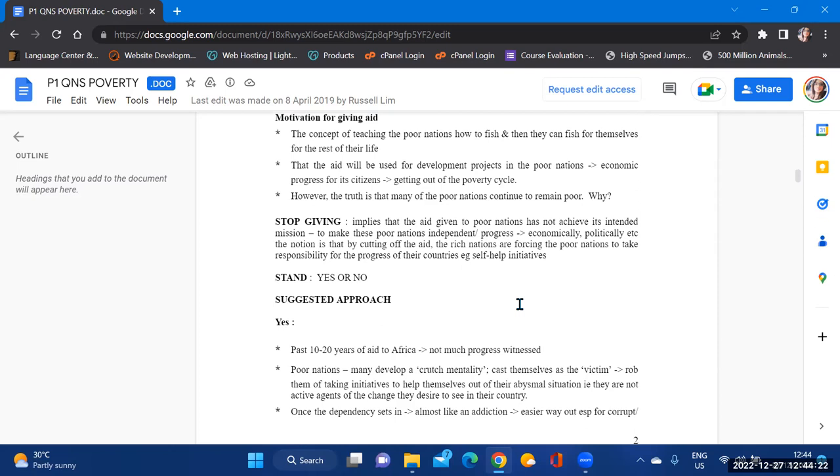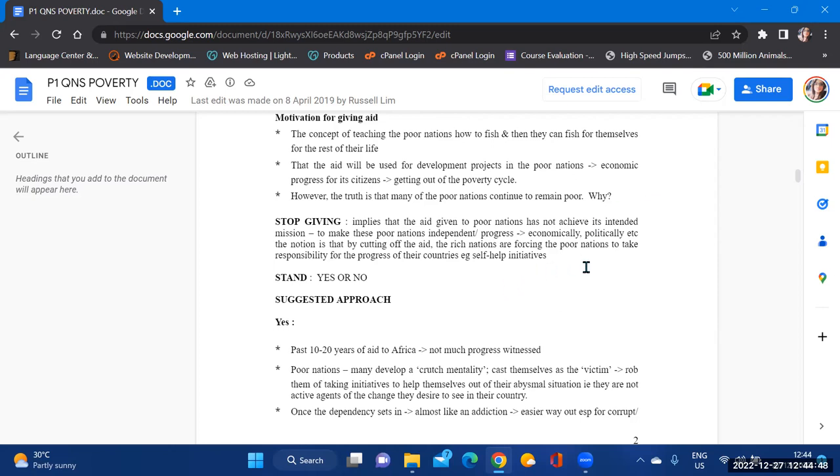Motivation for giving aid: the concept of teaching the poorer nations how to fish, so that they can fish for themselves for the rest of their lives. The aid will be used for development projects in the poorer nations, for economic progress for its citizens, to get out of the poverty trap, the poverty cycle. However, the truth is that many of the poorer nations continue to remain poor. Why is that the pressing problem?